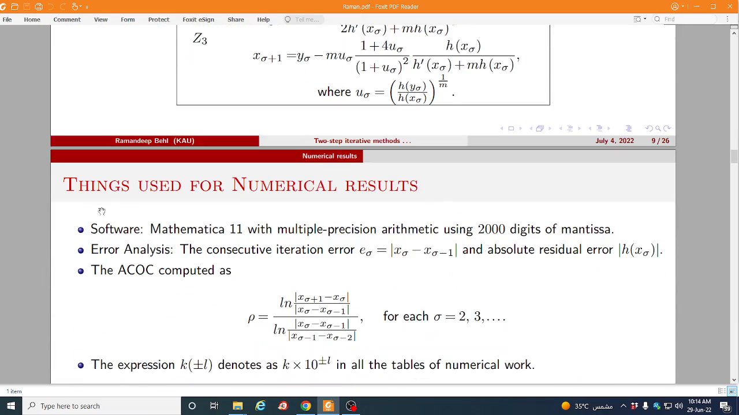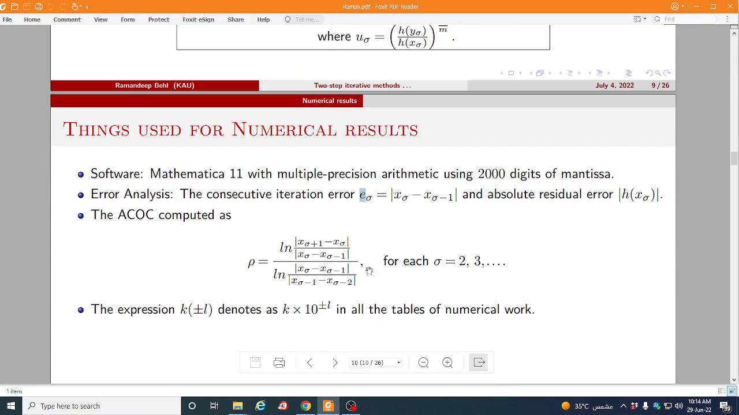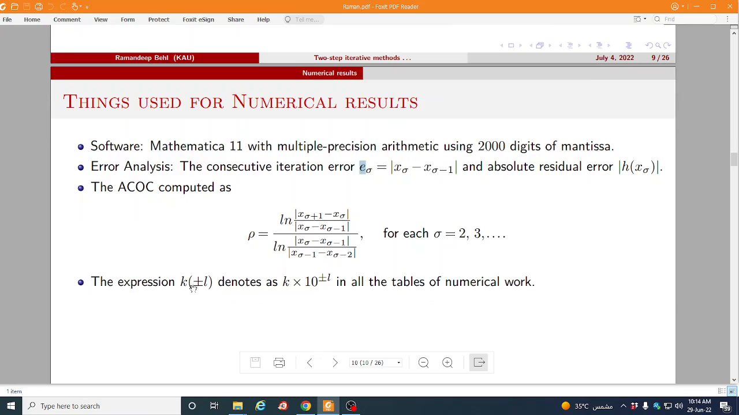These are the software we used, Mathematica 11, and epsilon is the difference between two consecutive iterations, and this is known as the absolute residual error. This is the formula we used for ACOC, approximate computational order of convergence. So these are some notations which we used in the table.